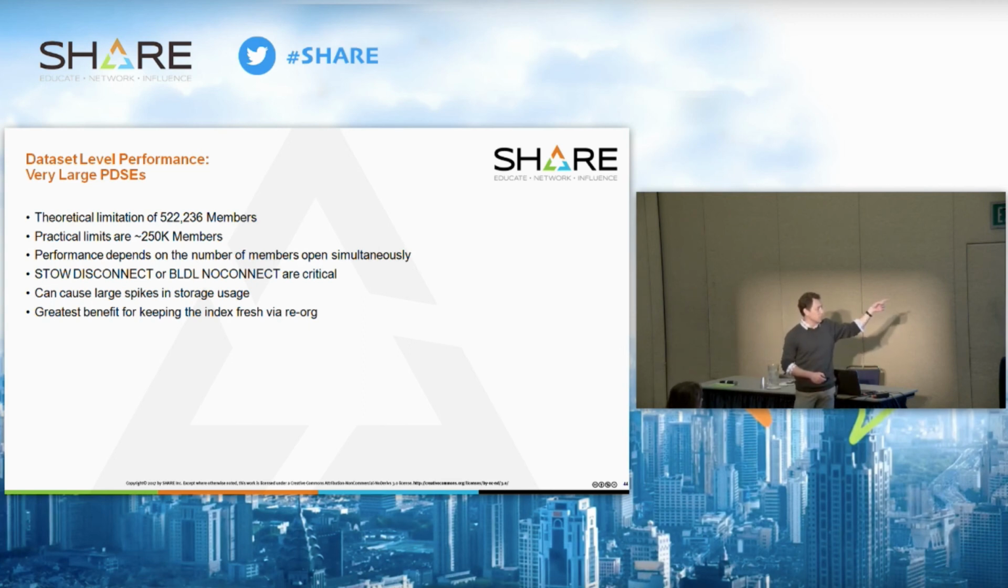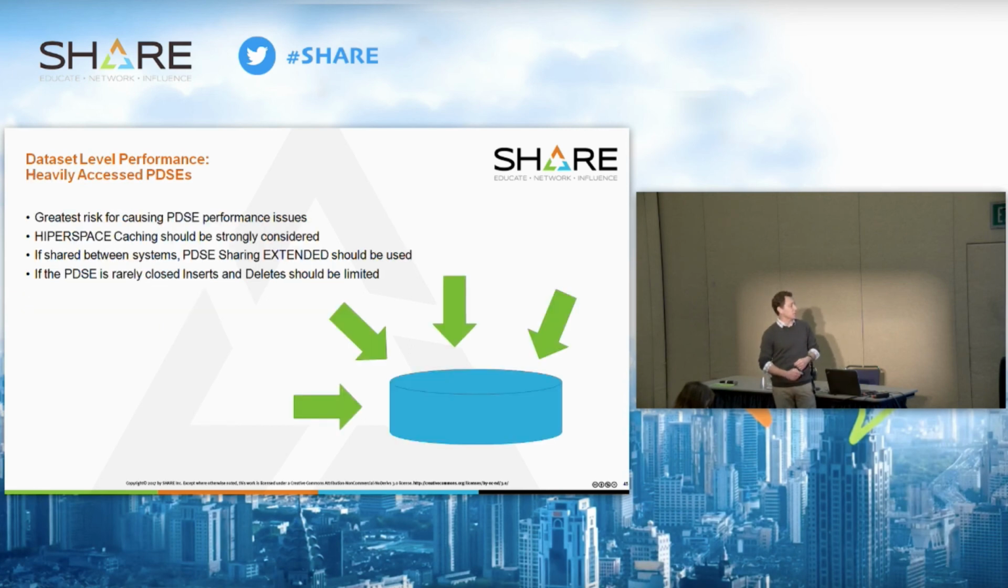These are also the ones that are most likely to cause spikes in your storage usage. And they're also of the greatest benefit for keeping the index fresh, let's call it. When that index gets very fragmented, especially if you've got a whole lot of members that are being replaced constantly, we can get a little bit of extra space within our indexes, and that can slow down search.